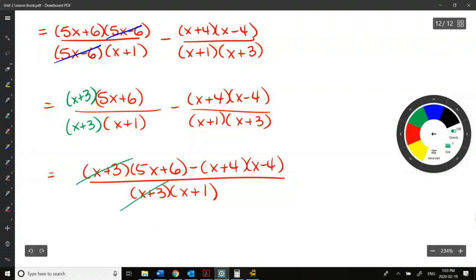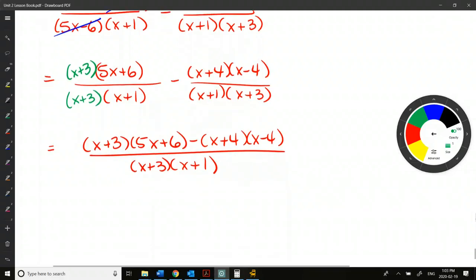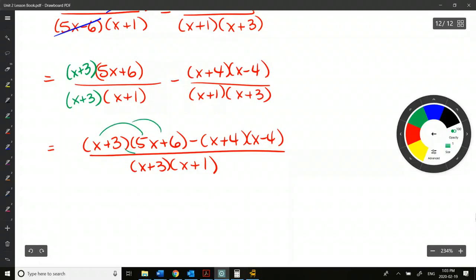Okay, and then we cancel the x plus 3's, right? No, you can't, because there's a fraction sign and a minus. So that's a no-no, right? All right, so what do I do then? Okay, we will expand and simplify the numerator.